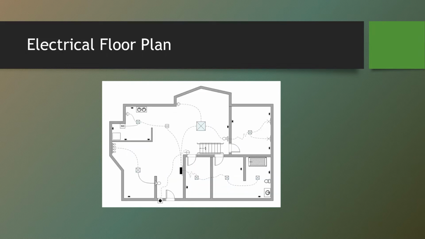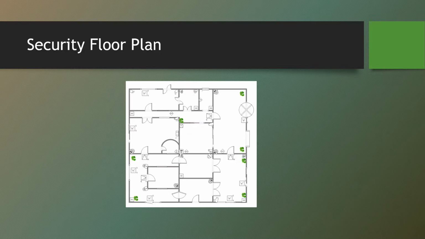Okay, another is the electrical floor plan, which focuses on the symbols for electrical. For example, what is this area, what is this one for, and what is this line for. There is a line for the attachment, attaching the line to the lighting. Okay, the security floor plan, the green one, has a CCTV symbol.